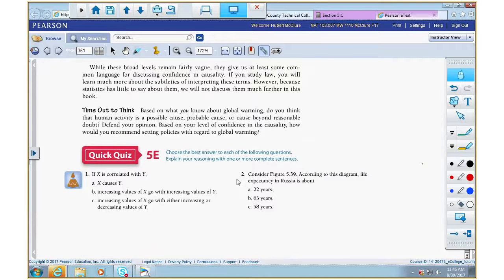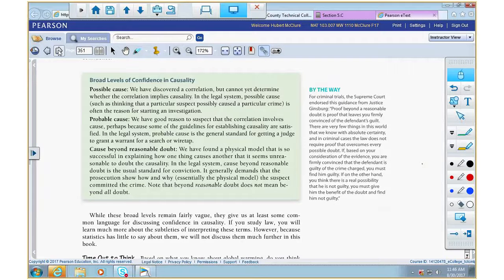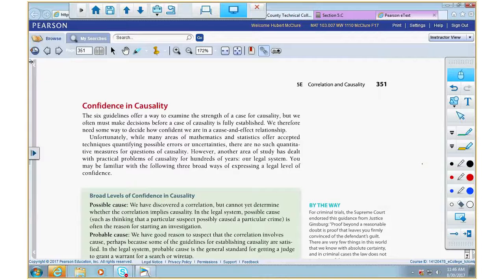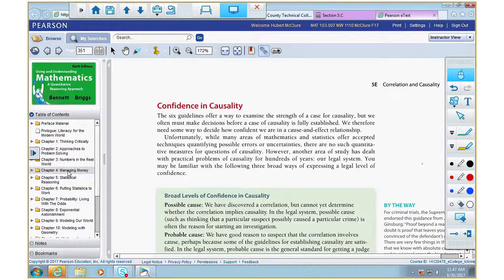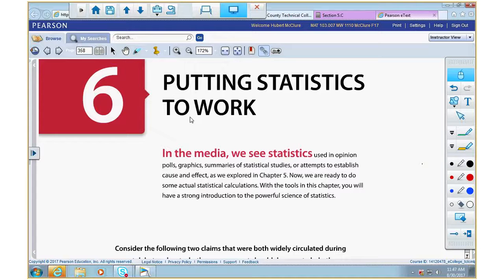And that's 5E. So 5E, all you got to know is correlation. Now, chapter 6. Now we're going to get into chapter 6. Chapter 6 is when you're going to start getting into the math. Capiche? Putting statistics to work.